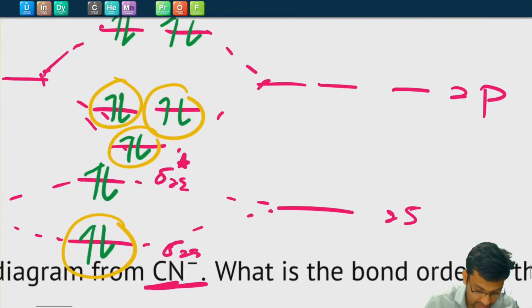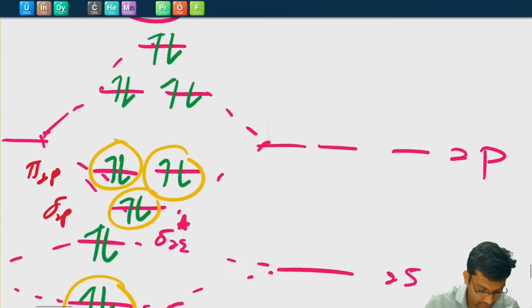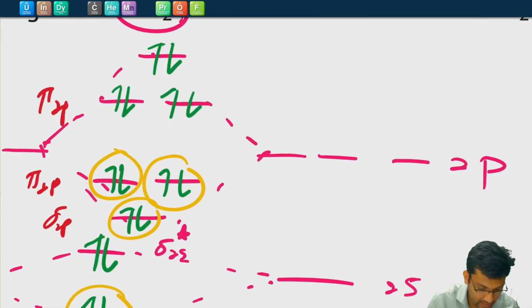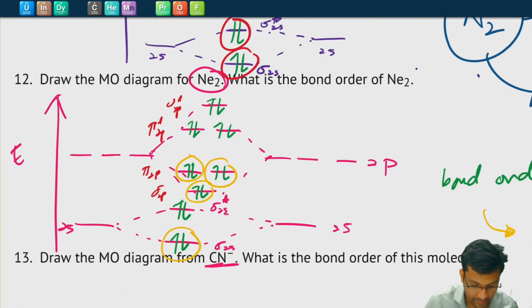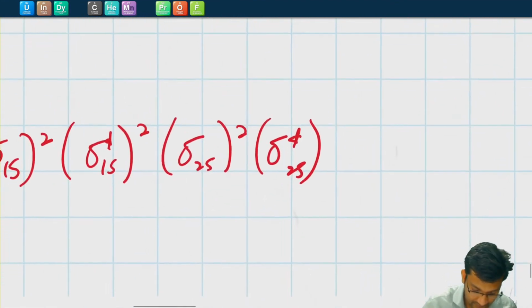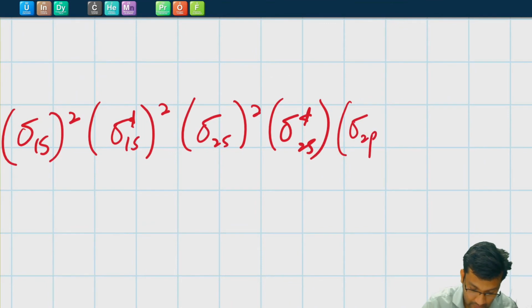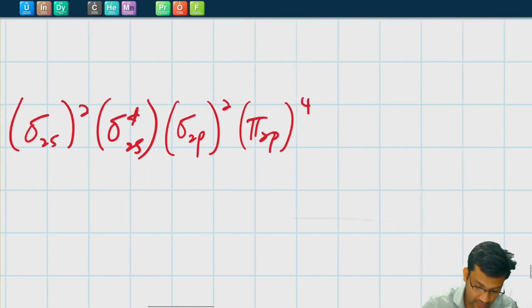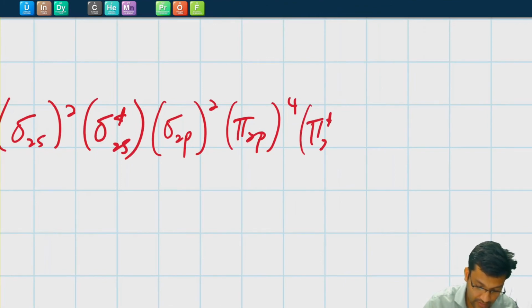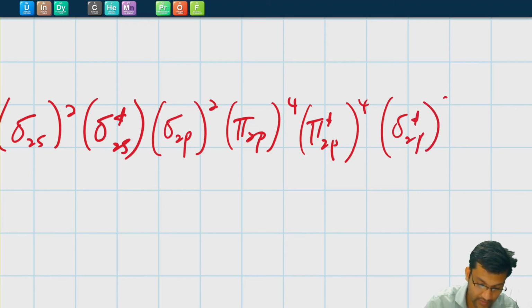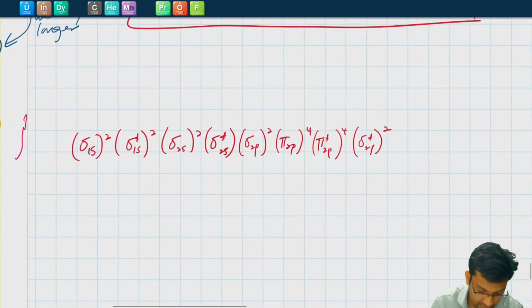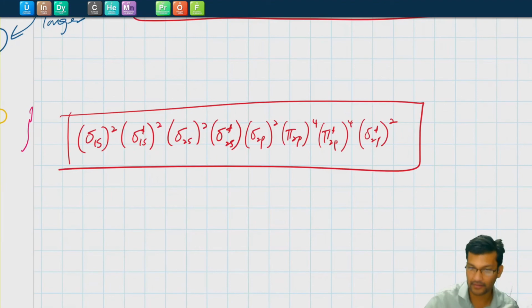There is the sigma 2p, then the pi 2p, then the pi 2p star, then the sigma 2p star. So sigma, pi, sigma. So sigma 2p with 2 electrons, pi 2p with 4 electrons, pi star 2p with 4 electrons, and sigma star 2p with 2 electrons. And that's the electron configuration for neon.